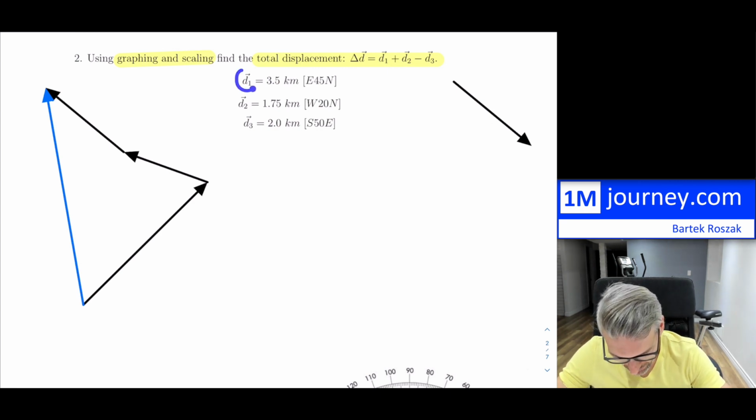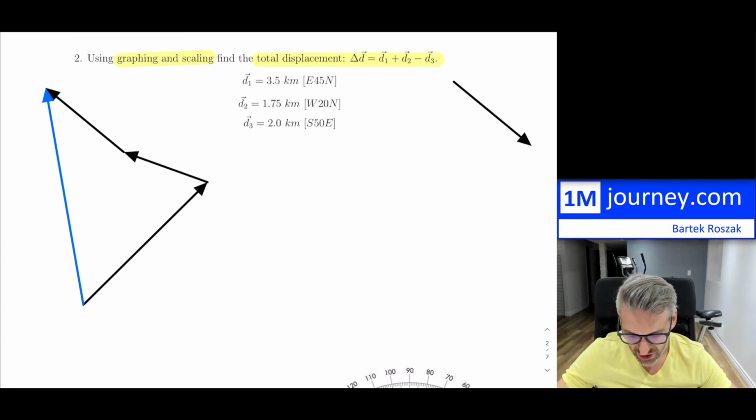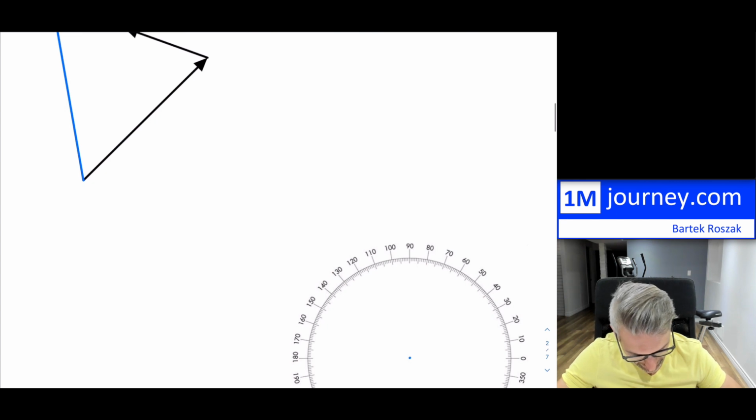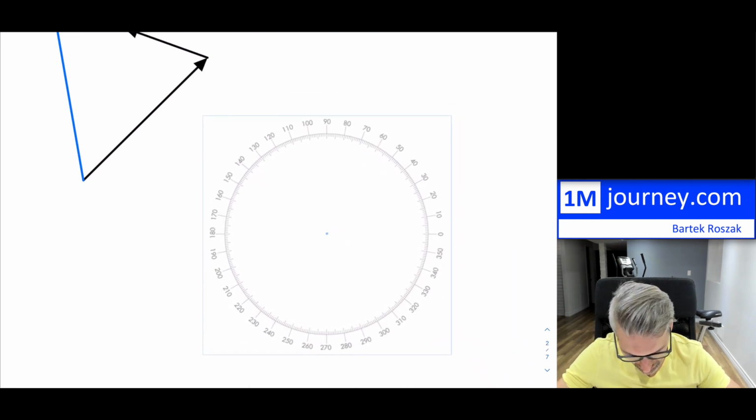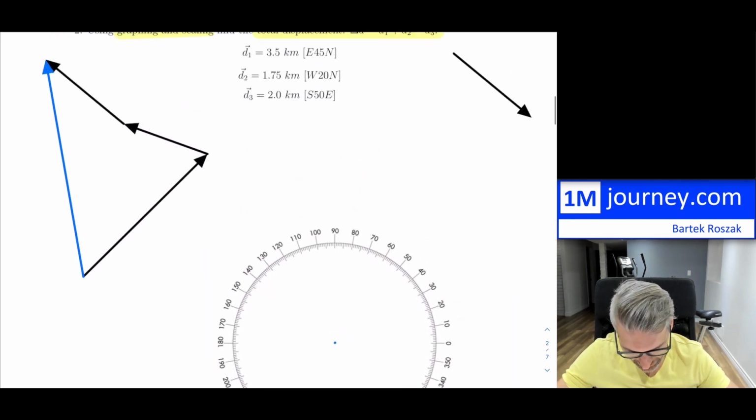So I'm going to take a look at the first vector, right? And let's break this down. How would I actually construct this all together? What I would have to do is create some kind of a vector in here. And now I'm going to take my protractor right here. So this is my protractor right there.